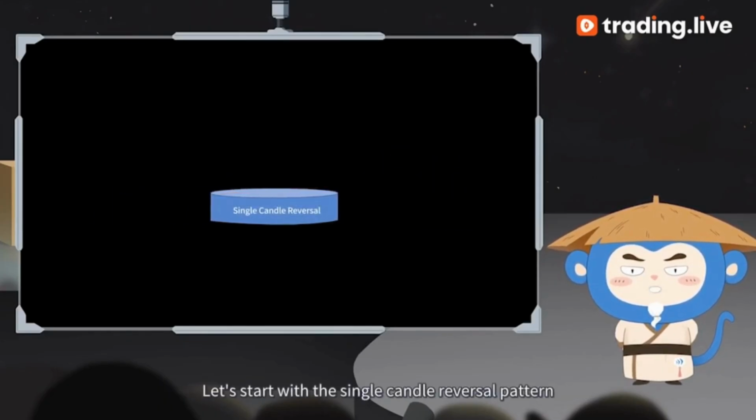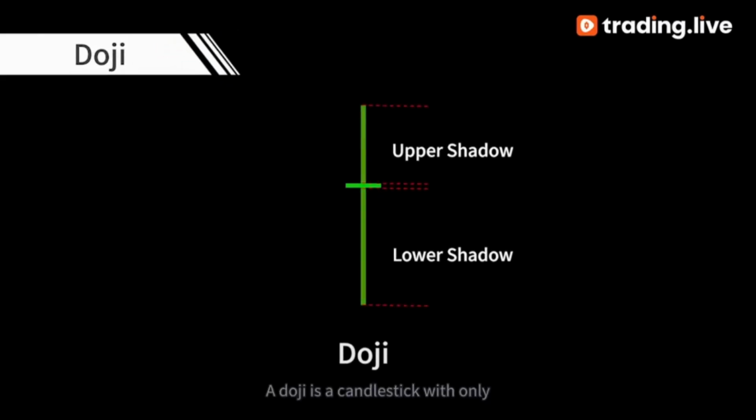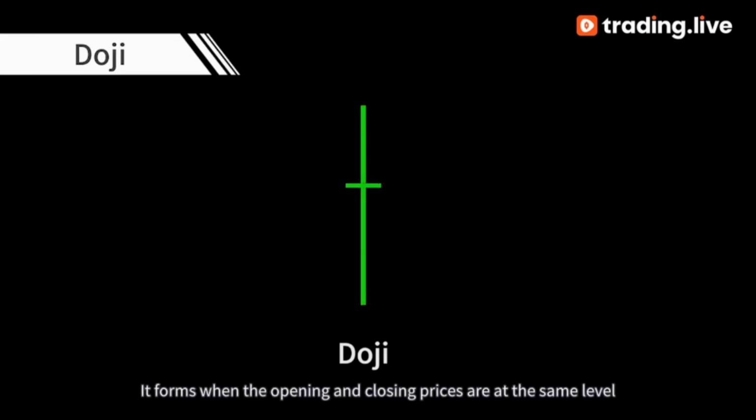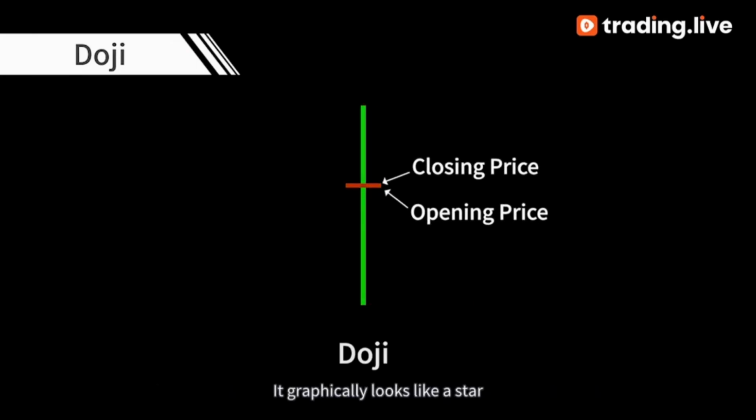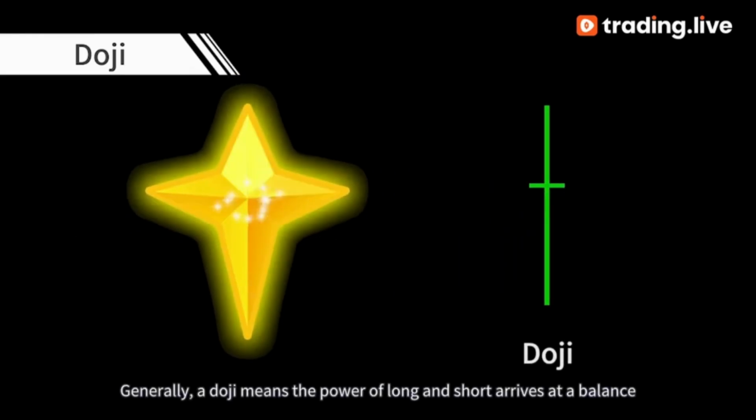Let's start with the single candle reversal pattern. Doji. A doji is a candlestick with only upper and lower shadows and without a real body. It forms when the opening and closing prices are at the same level. It graphically looks like a star. Generally, a doji means the power of long and short arrives at a balance.